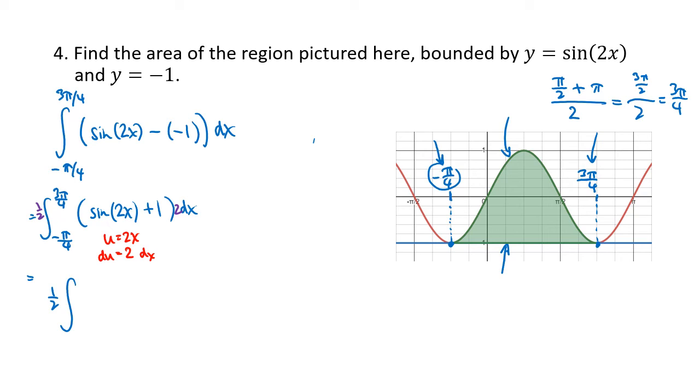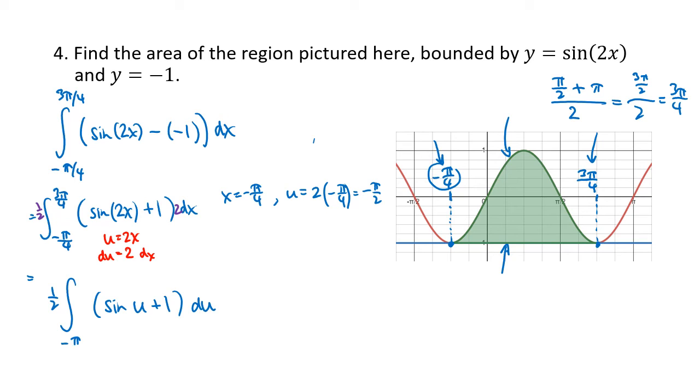I'm going to change my bounds in just a second. My new integral is sine of u plus 1 du. Now, what are my new bounds? When x equals negative pi over 4, u is going to be 2 times that, negative pi over 4. So that's going to be negative pi over 2.